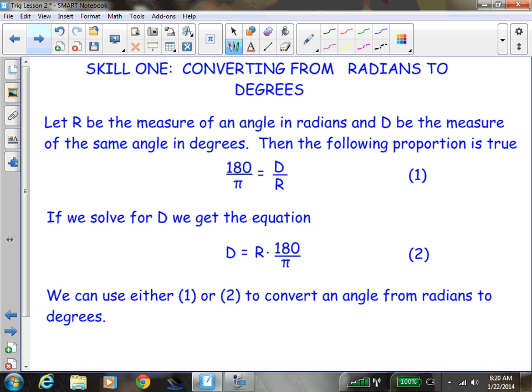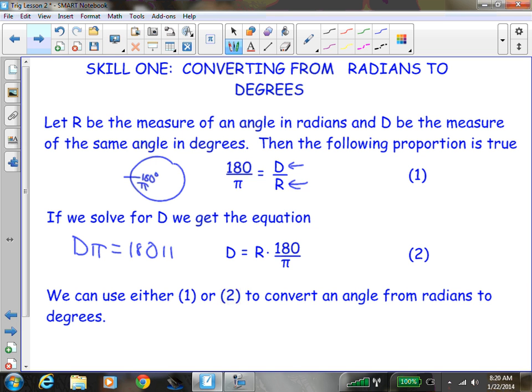Basically, if you look on the unit circle at the point where I just marked here, in degrees that's 180 degrees, but it's also pi radians. And so we know that these two are equivalent. So we can say that degrees is to radians as 180 is to pi. Then we can take this equation and cross multiply, and we get d times pi equals 180r.